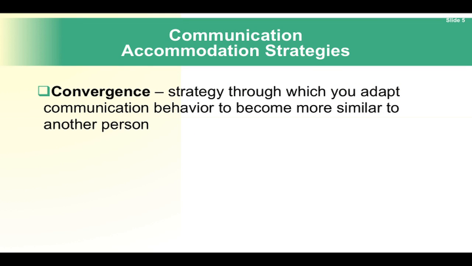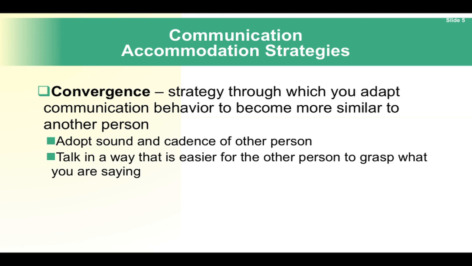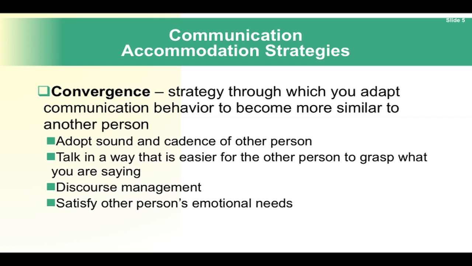Communication accommodation strategies. Convergence is a strategy through which you adapt communication behavior to become more similar to another person. We adopt the sound and cadence of the other person. You talk in a way so that it is easier for the other person to grasp what you are saying. You practice discourse management. You satisfy the other person's emotional needs.